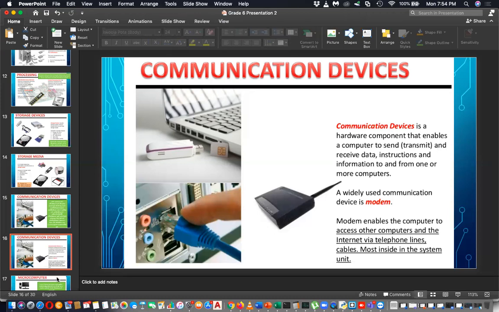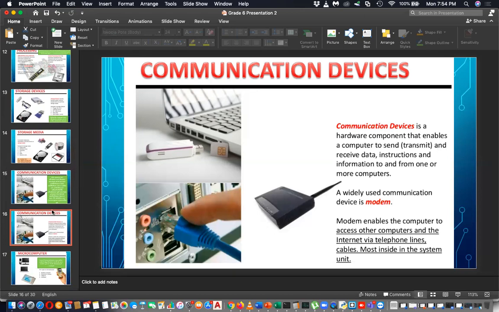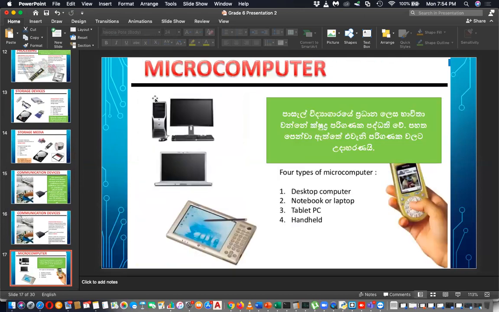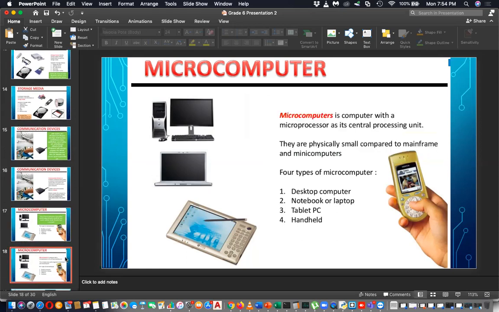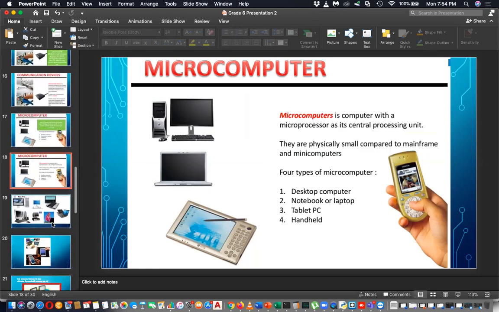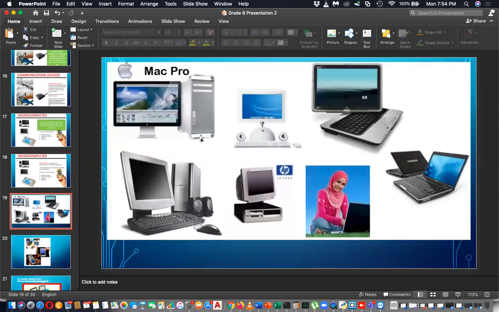Then mainly in computer labs, we are using this kind of computers. These are called microcomputers. So mainly we are using microcomputers in computer labs. So these are some kind of microcomputers. See whether you have seen this. This is Mac Pro. This is also Mac. Laptops, desktop computers. These are called microcomputers.